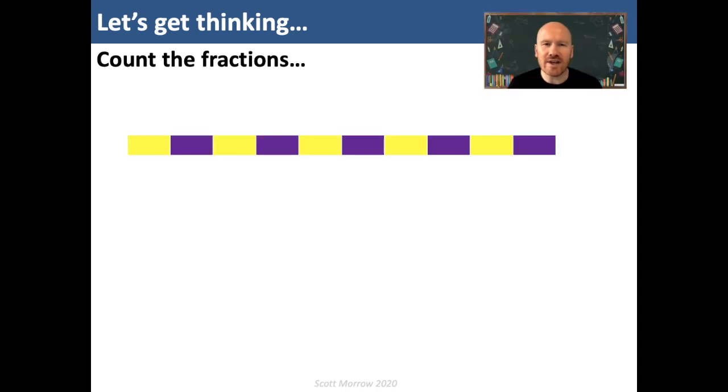Next, I'd like you to have a go at counting the fractions. You can pause the video at any time and see how many different ways you can have exactly the same amount of pizza.